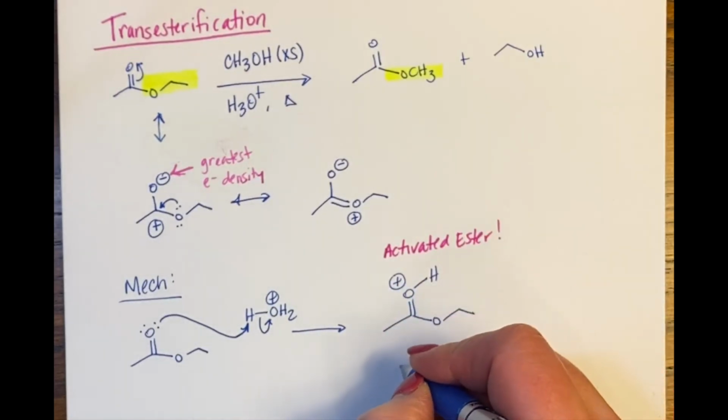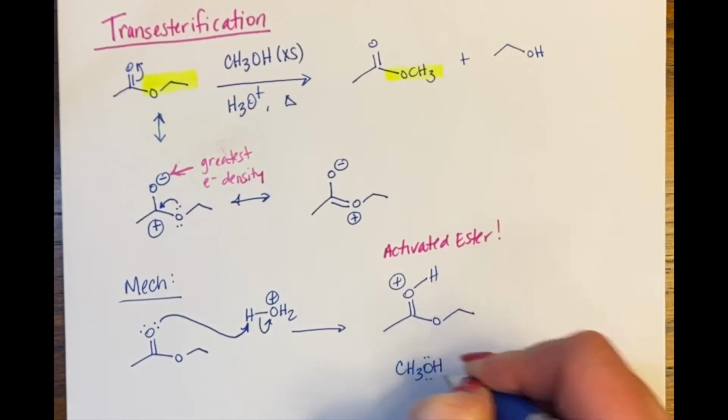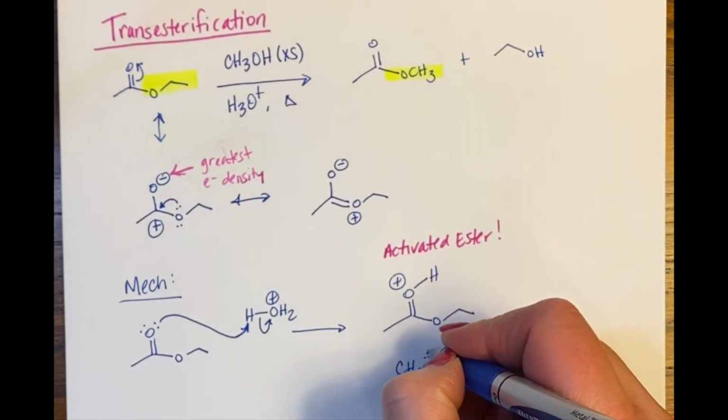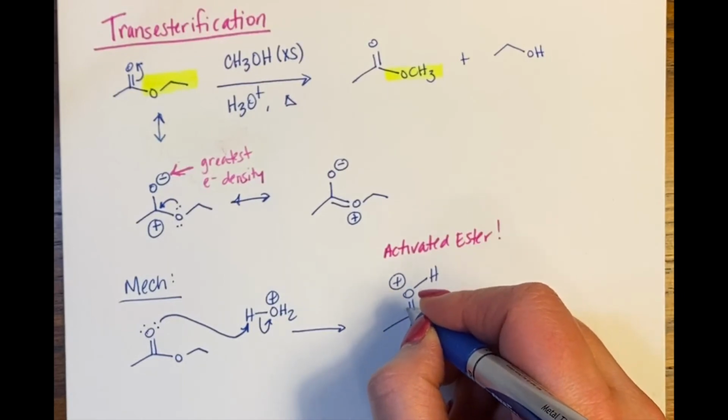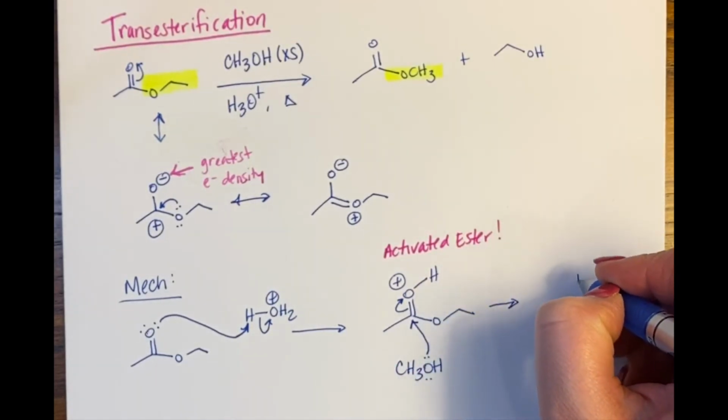So in this case, our nucleophile has to be the methanol. And remember, the conditions of this reaction tell us that we're going to use a large excess of this alcohol because we want this to outcompete any other possible nucleophiles that we have in our reaction. So the methanol attacks, and we get a tetrahedral intermediate.